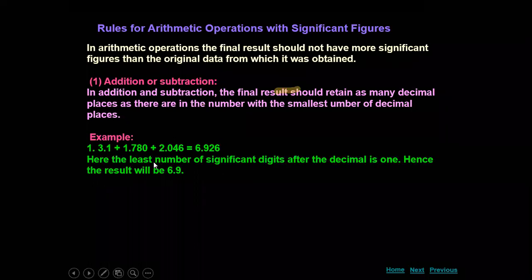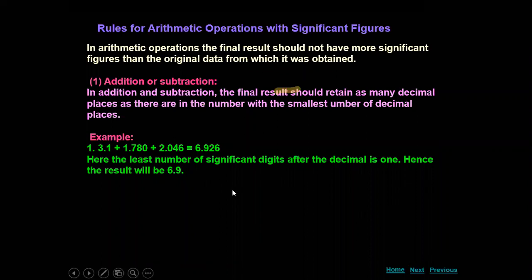So here the least number of digits after the decimal is one, right? There is only one digit after the decimal. That's why this result has to be rounded to one digit. So it becomes 6.9. The 2 we are omitting is smaller than 5, so we write the preceding digit as it is. Again, this is not a decimal point, it is a full stop. I should not write it actually.